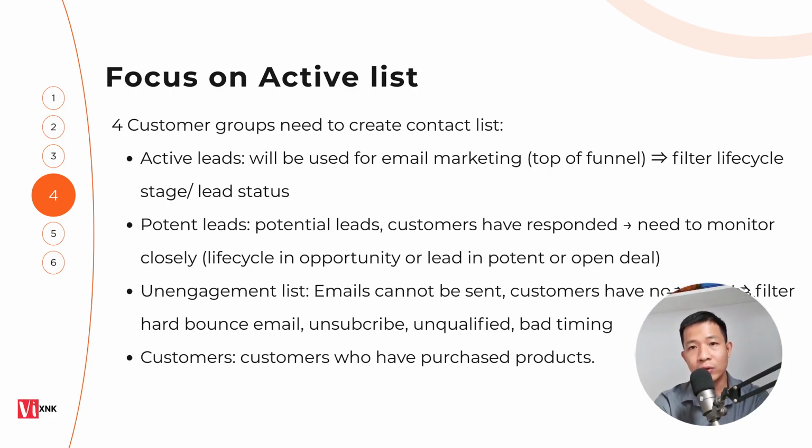Here, the first of the 4 groups we need is the active list. These are the lists we use for email marketing. The second is the potential list, which is for potential leads. The third is the unengagement list. And finally, there's the customer list.